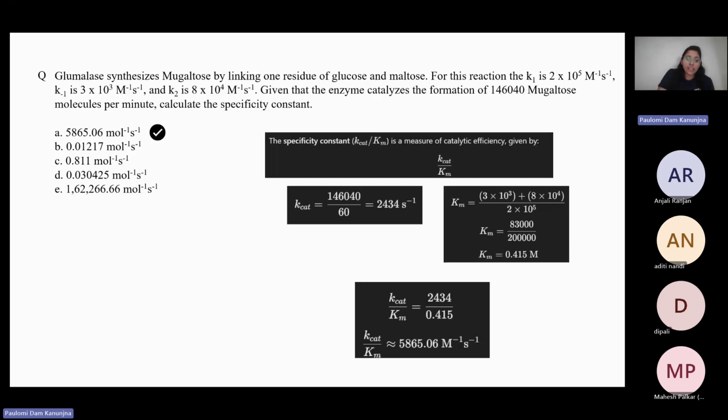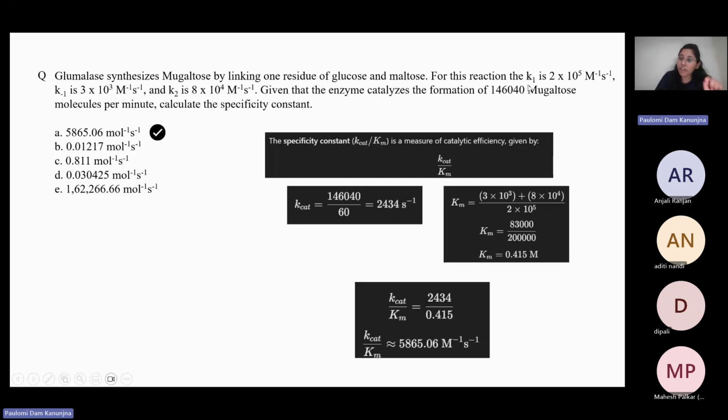First of all, the formula for specificity constant of an enzyme is Kcat by Km. Now, Kcat is basically how many molecules the enzyme is catalyzing, that is, forming. Now, I told you that the unit is different. Everything in the answers and the question is in seconds except for this one value. So we'll convert this from per minute to per second. So we have done that, and we got the value of Kcat per second.